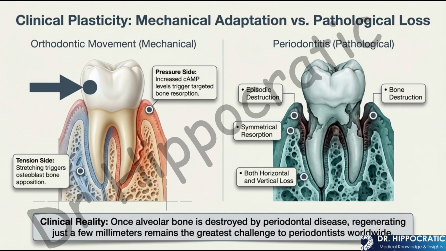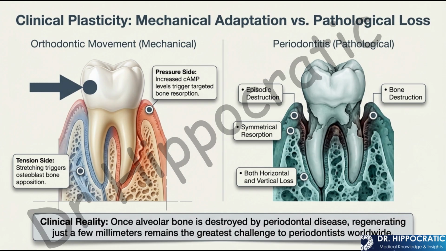It is. But periodontitis, severe gum disease, is the dark side of this biology. Right. Periodontitis is pathological. Bacterial infection triggers massive inflammation, and the immune system just goes haywire. Instead of a controlled remodeling, the body sends in the destroyers to relentlessly eat away the bone to run away from the infection. It causes unpredictable, chaotic destruction. Yeah. And the atlas highlights a very sobering clinical reality. Once that alveolar bone is destroyed by periodontitis, biologically coaxing the body to regenerate even a few millimeters of it remains the absolute greatest challenge in modern dentistry.